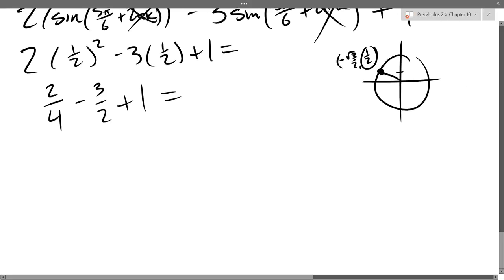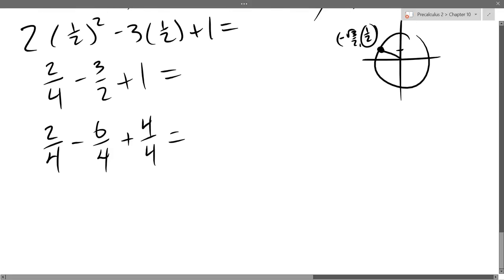Fractions suck unless you have a common denominator. 2 fourths minus 6 fourths plus 4 fourths, right, that is 0 over 4, which is 0.